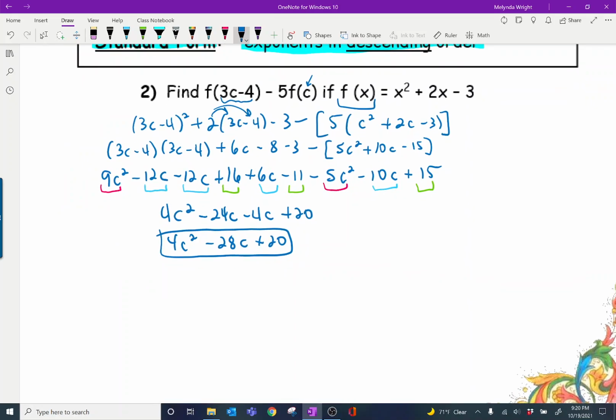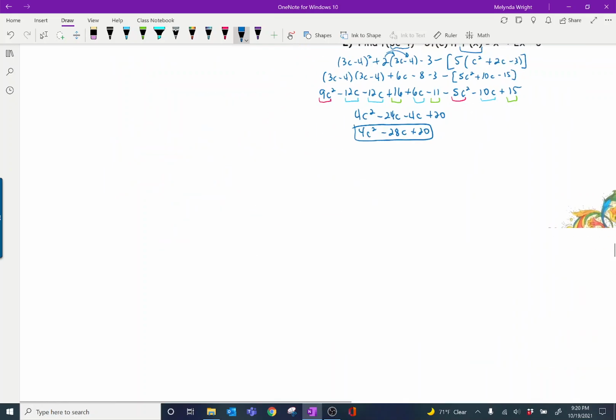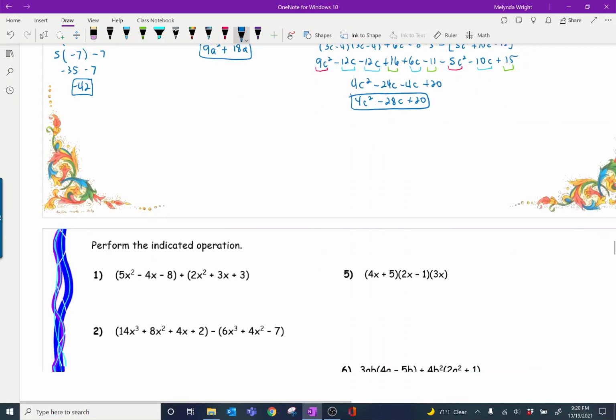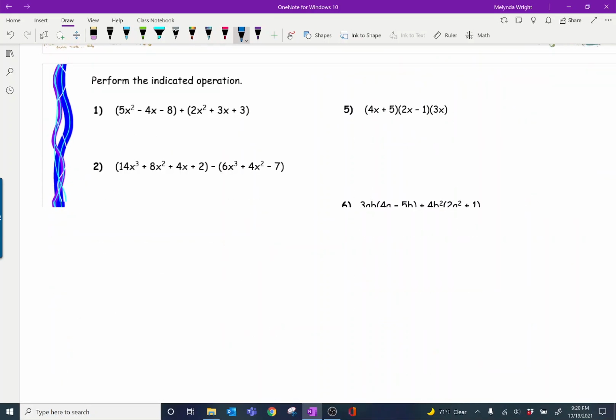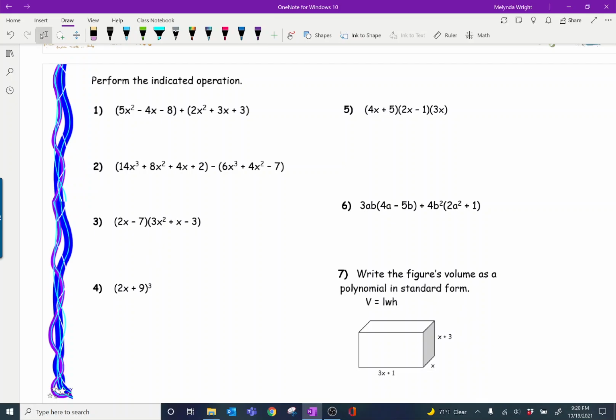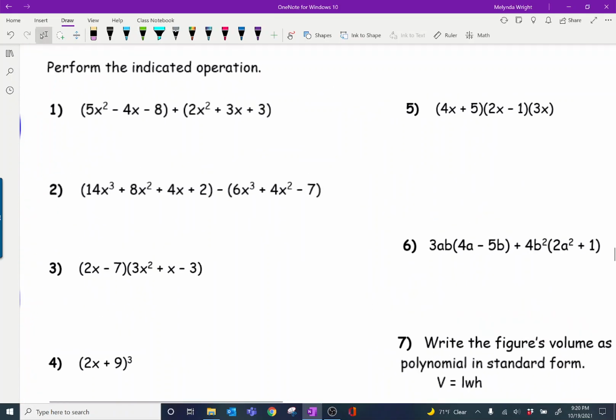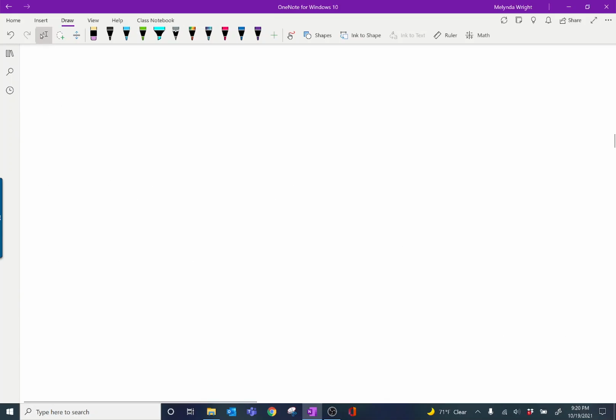All right, so now let's go ahead and go to our second page and practice some more things with polynomials. We just worked on working with polynomials and function notation. Now let's do some operations. Let's just add, subtract, do some stuff like that. So on number 1, it's basically, okay, where did you go, little guy?